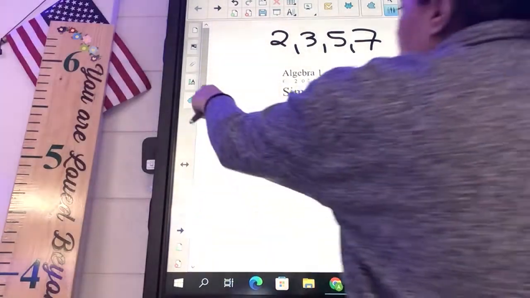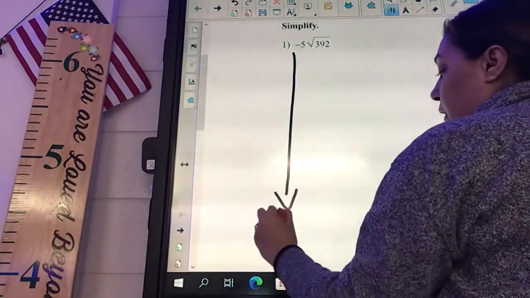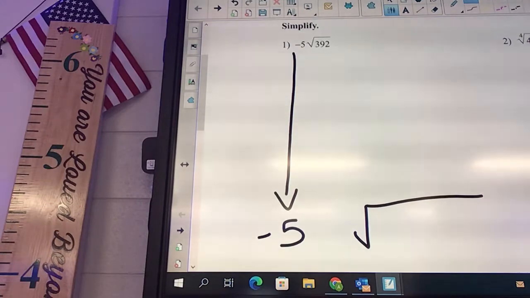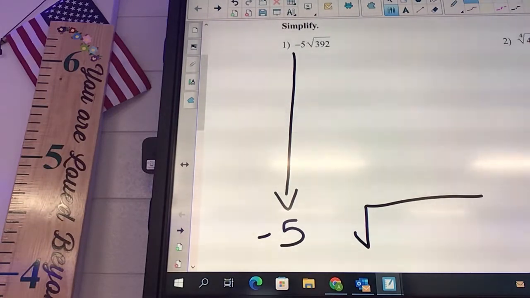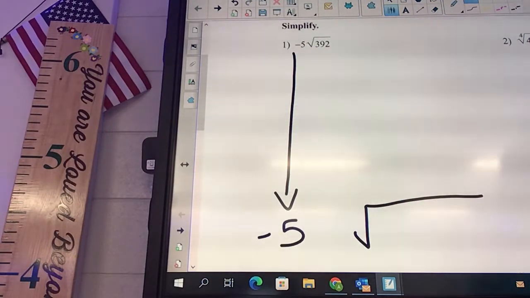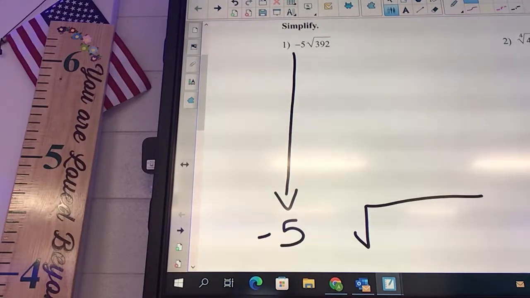So I always just draw a little arrow down and say -5, and then I can go ahead and put the square root. I shouldn't say square root, but in this case it is a square root. When is it not called a square root? When there's a number on the outside, this index, that's anything other than a 2 or nothing. If it's a 3 or 4, what's this called? It's not called a square root. It's called a radical.